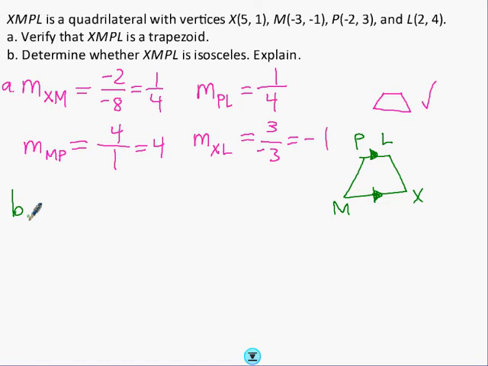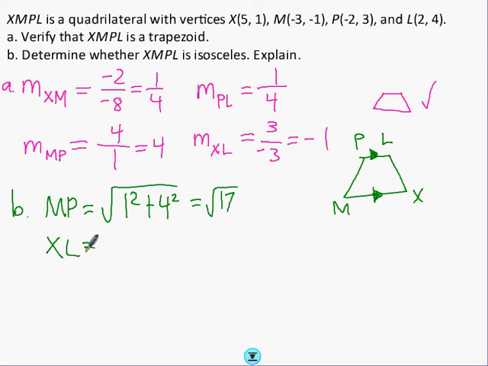To see that they're the same length, we need to use the distance formula. So MP, square root of, okay, I've got the change in x squared. So here's M and P. The change in x from -2 to -3, they're just 1 apart. And now the change in y, -1 and +3, they're 4 apart. So this is equal to the square root of 17. No need to bother approximating this. Now we're going to do the other side, which is XL, the square root of. I need my change in x's squared. Well, 5 and 2 are 3 apart.